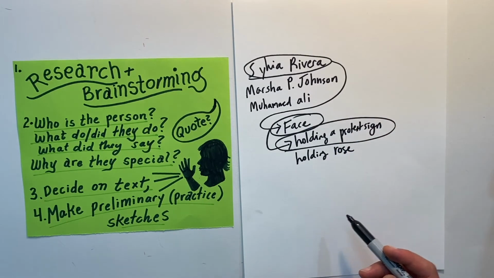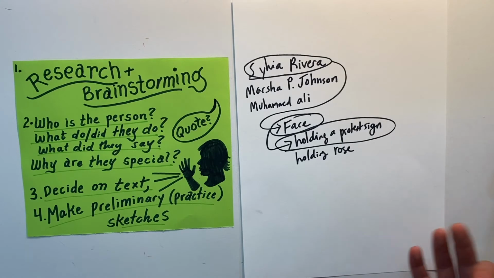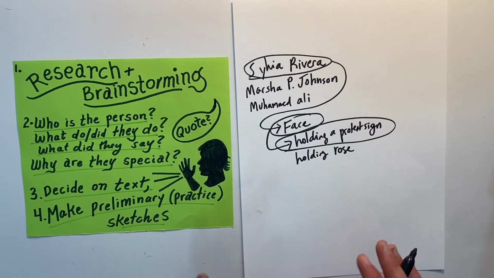The next step for this process, after we do our research and do our brainstorming, is we want to think about who the person is. Who are they? What did they do? Or what do they do? What did they say? Why are they special? This is what we're thinking about when we're thinking about how we want the person to look in the drawing, or maybe what we want to say about them.